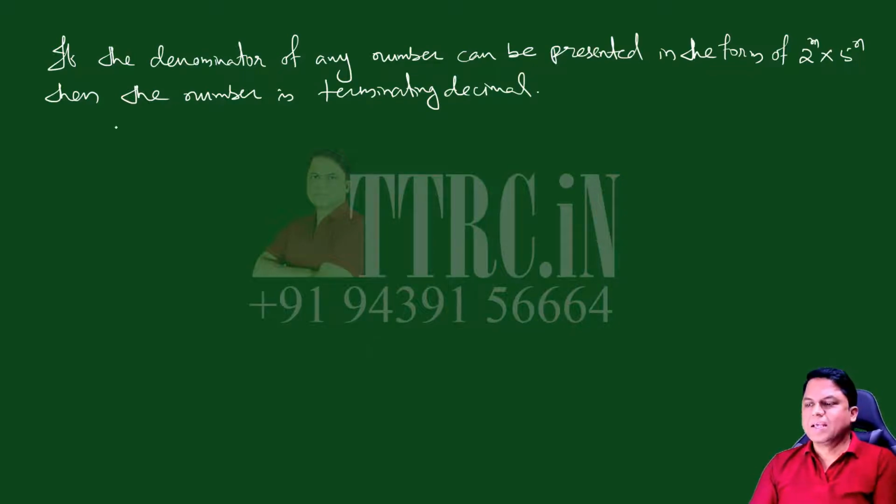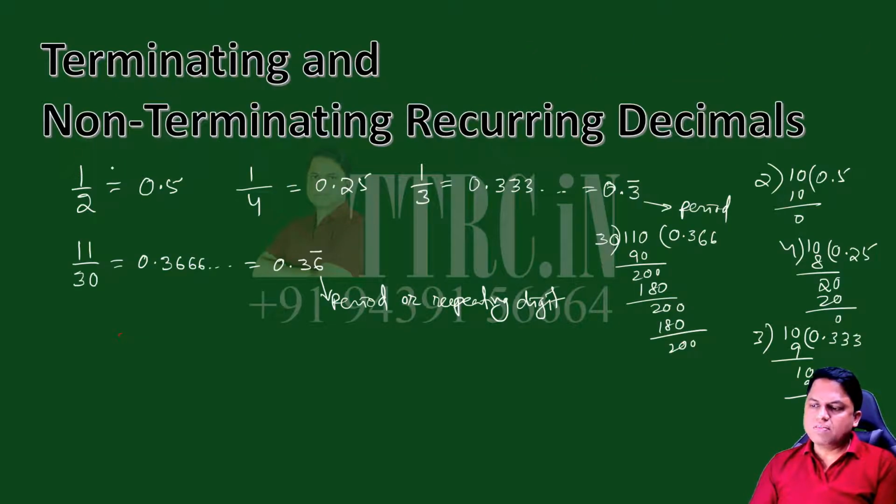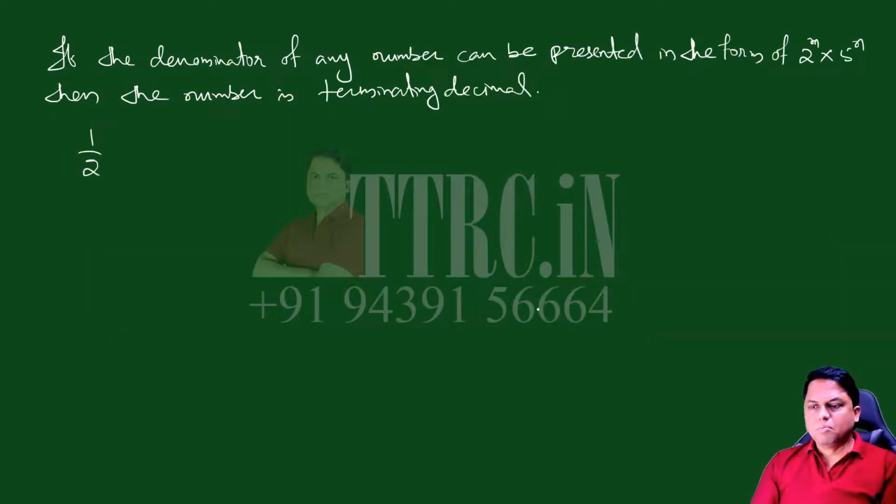Okay, so let us take an example. 1 by 2. We already checked here that it is a terminating decimal, but this one we did by dividing. Okay, but now we will do it without dividing.